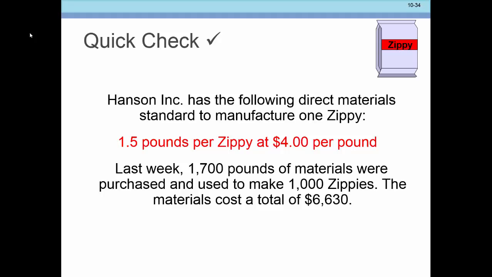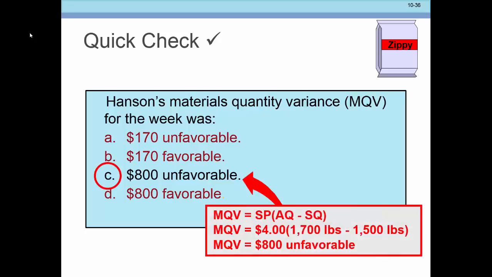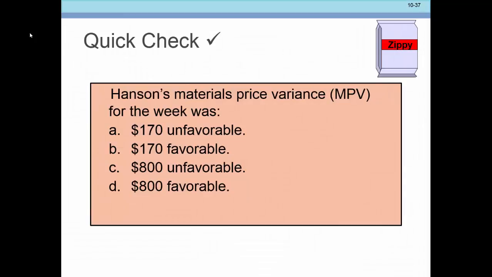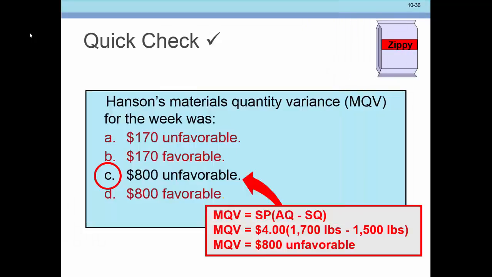Is that the right answer? You say A? B, I mean? Oh, that's materials. Have to do some tap dancing. Right, for price? Okay, good. Good job.